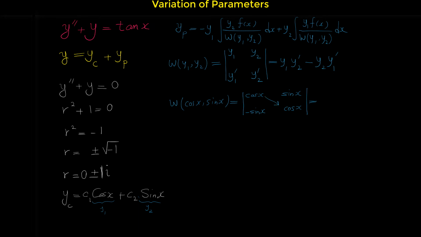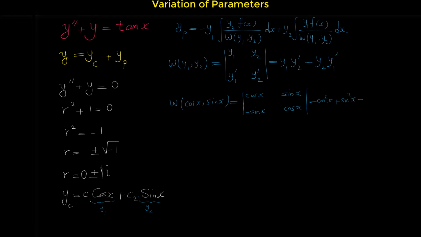This equals to multiply cosine by cosine. This is how we find a 2 by 2 determinant. Cosine of x times cosine x is cosine squared x minus, multiply this by this. We get negative sine squared, but here we have a negative. Don't forget this negative. So we have plus sine squared x.